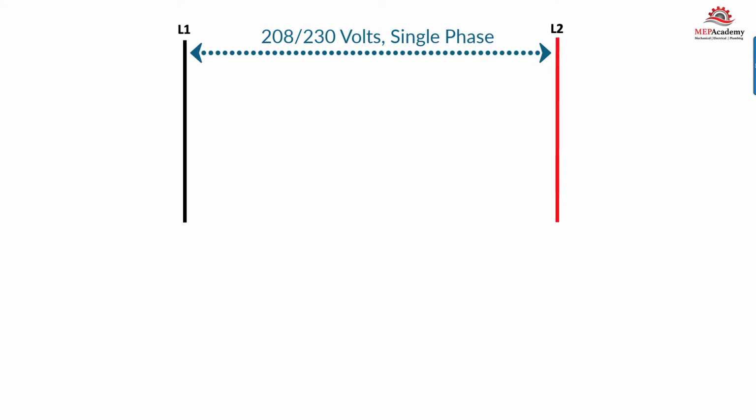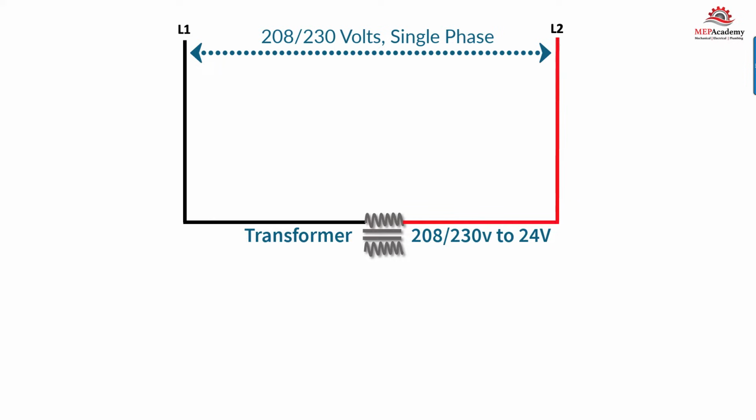We'll make a ladder diagram using a simple air conditioner as our example. First, we have the main electrical supply lines L1 and L2 providing 208, 230 volt single-phase power. Then we'll need a transformer to provide 24 volt low voltage power for our thermostat, switches, and relays.